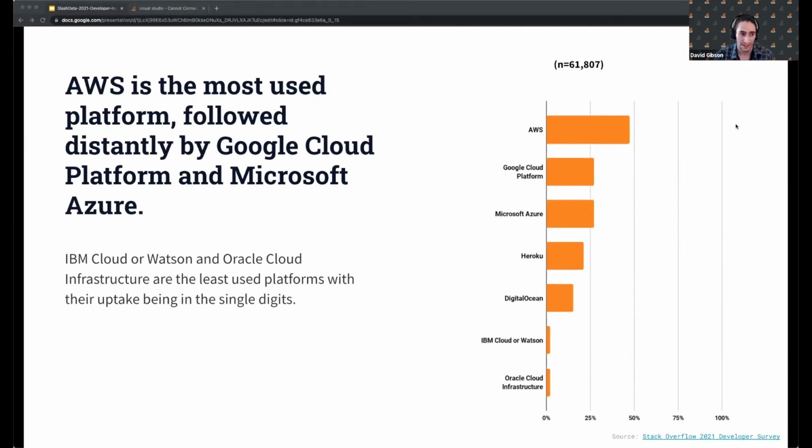No one's surprised, AWS is the most widely used cloud platform, while Google Cloud Platform and Microsoft Azure are pretty neck and neck. One thing we did notice is Google Cloud is more heavily favored by smaller organizations, 10 to 100 and 100 to like 500 employees, while Microsoft Azure was heavily favored by the enterprise organizations with 5,000 plus employees.